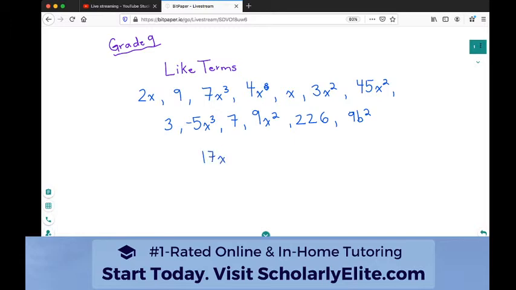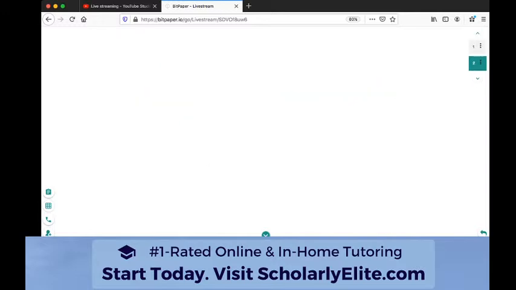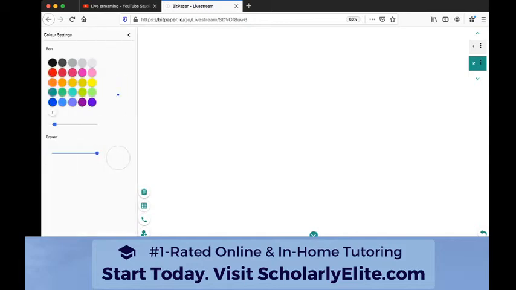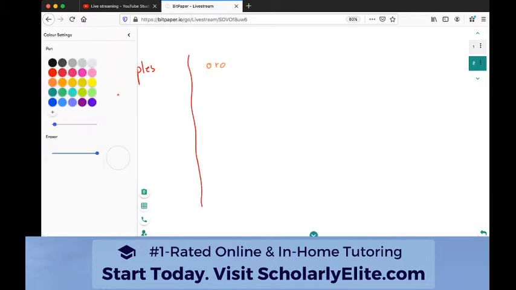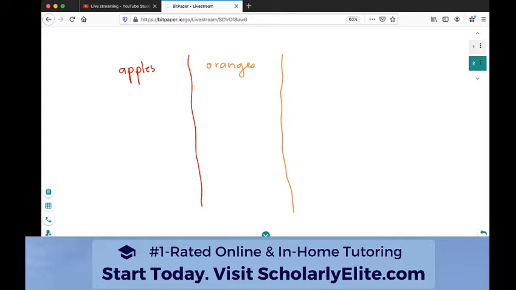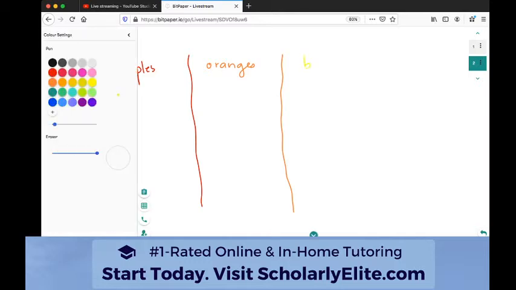So what a like term really is, is just a group or a pairing that you can put together and add and subtract. One example that I like to use before we talk about the stuff that I'm writing here is if we have groups of apples, and we also have groups of oranges, and we have groups of bananas. See if we can see that yellow. No, we cannot. So let's do this yellowish color. That's actually more of a banana color anyway.